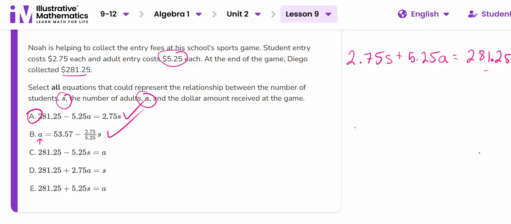We have 281.25 minus 5.25 is equal to a. Well, we just solved for a and we got this one. So if we solve for a again, we're not going to get something different. So we actually can cross it out.